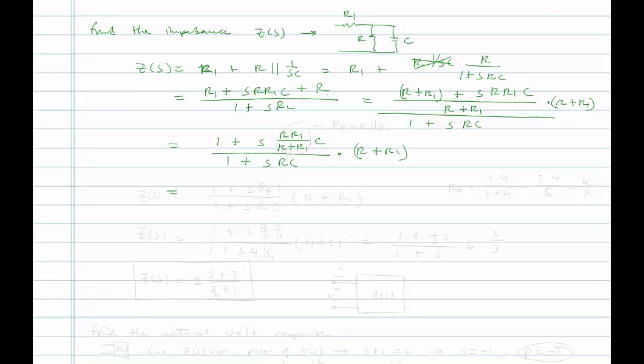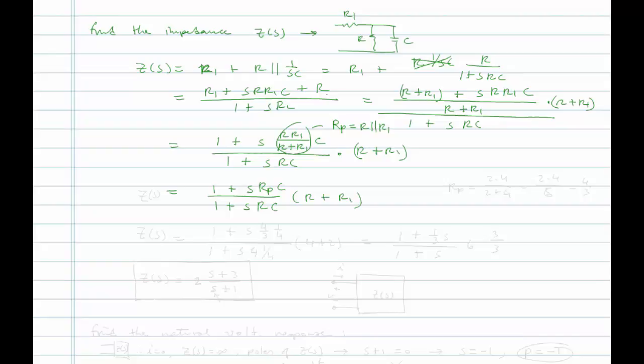Now notice that this here is simply the parallel combination. I'll call it RP. It's the parallel combination of R and R1. So I'll write this one last time. 1 plus S times RP for the parallel combination over 1 plus S RC. Oops, forgot the C. S times RC. The whole thing times R plus R1.